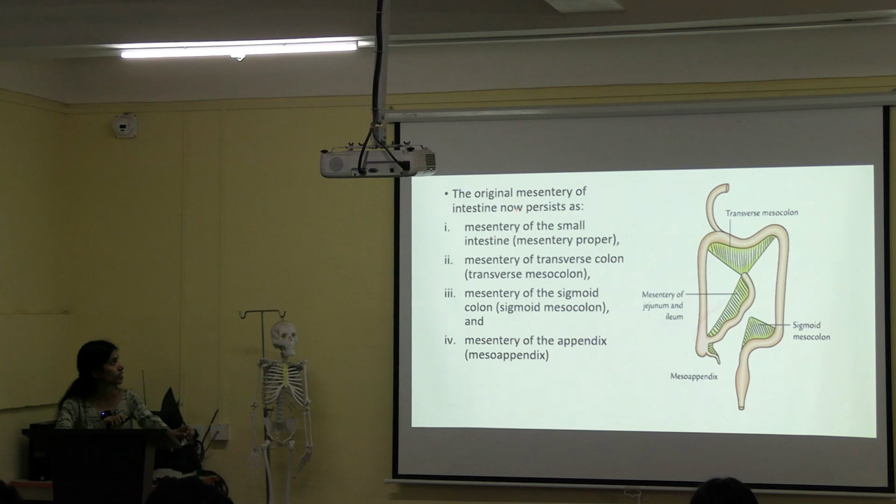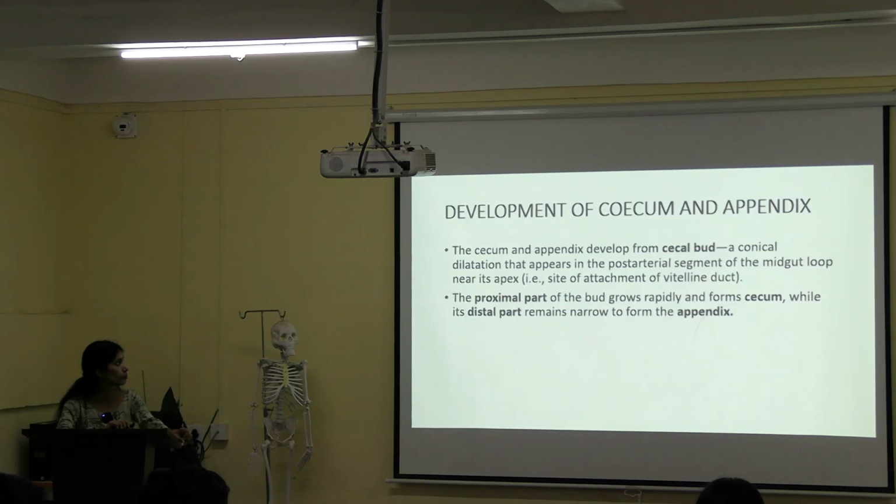The original mesentery of intestine now persists as mesentery of the small intestine, that is mesentery proper, mesentery of transverse colon, that is transverse mesocolon, mesentery of the sigmoid colon, that is sigmoid mesocolon, and the mesentery of the appendix, that is mesoappendix. This is how the fixation of your midgut will take place. Any doubts in this? No.